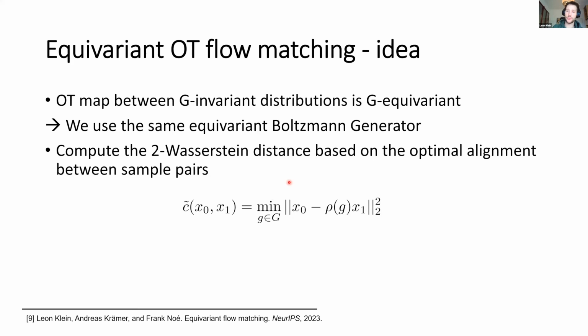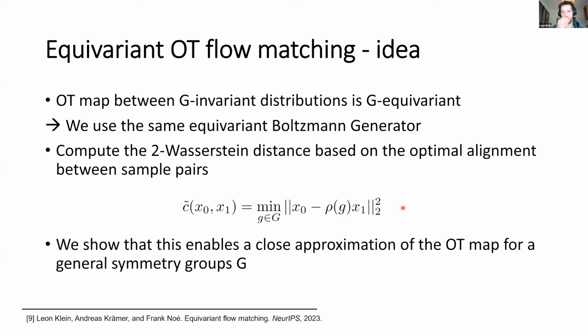So what we propose is that we compute the transport cost differently. So instead of using the squared Euclidean norm, we are using this function here instead. So we are looking for the optimal alignment based on the symmetries of the system between the prior and the target sample, and then compute the distance between these two. And we show that this enables a very close approximation of the true underlying optimal transport map, even if you only use batches. And this is applicable to general symmetry groups.